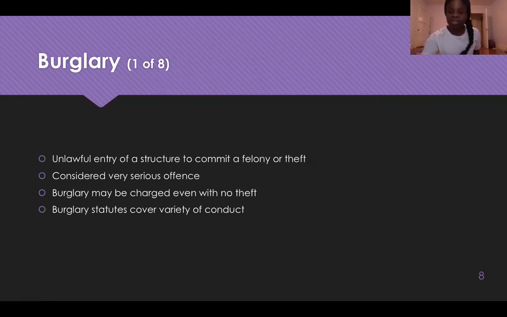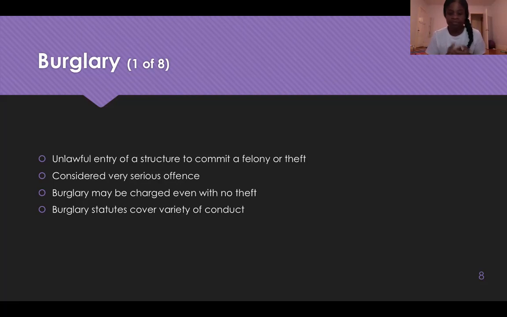Our next section goes into a discussion of burglary. Let's get into it. Burglary is the unlawful entry of a structure to commit a felony or theft. The definition has evolved to include any unlawful entry, entry without right or permission, and thus a forceful entry, so breaking and entering, is no longer a necessary element of burglary.